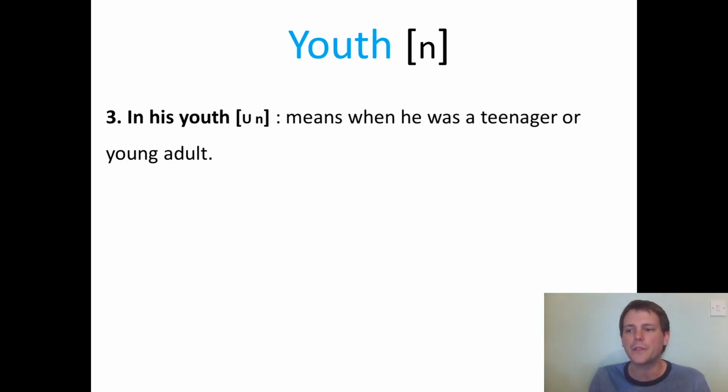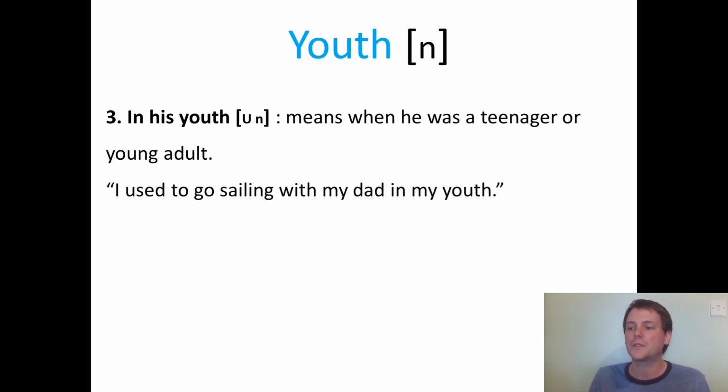In his youth. Again, using an uncountable noun, this is referring to when the person was a teenager or a young adult. For example, I used to go sailing with my dad in my youth. Basically means the same as when I was young. When I was a young adult, when I was a teenager, that's when I did it.